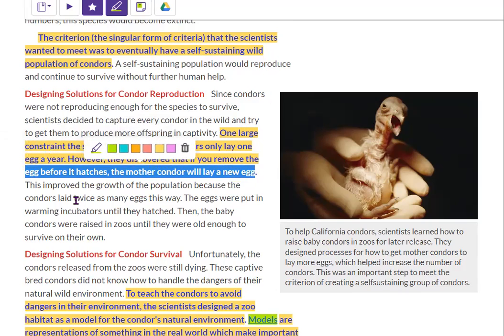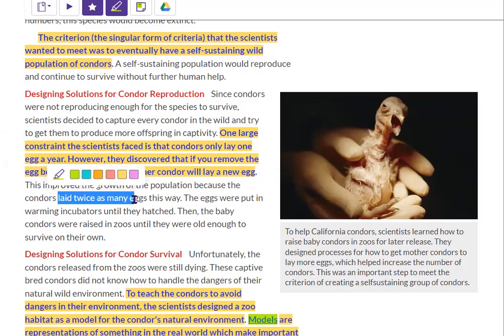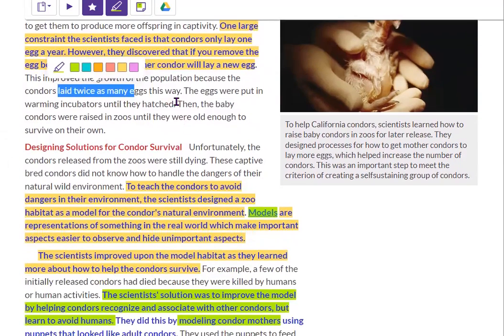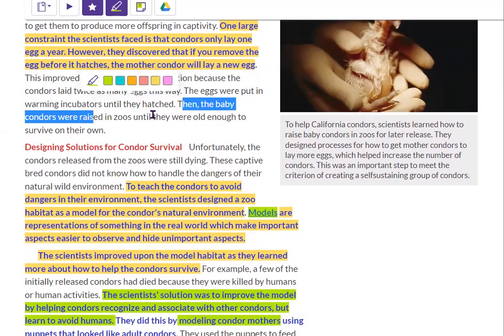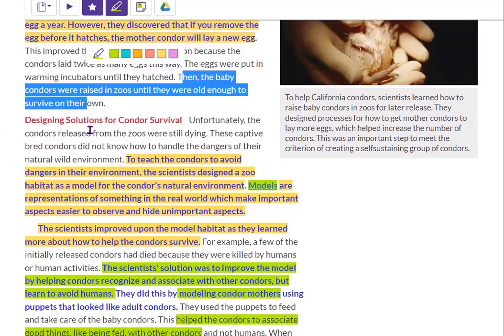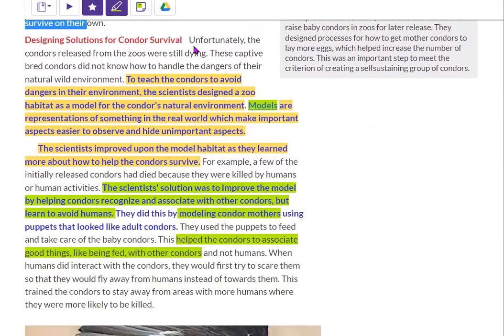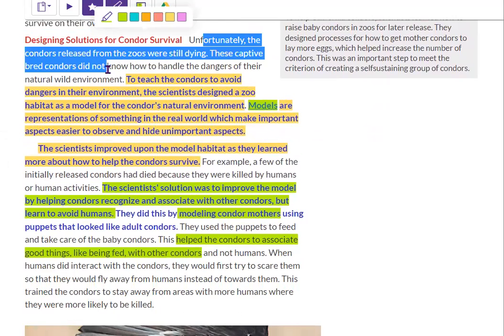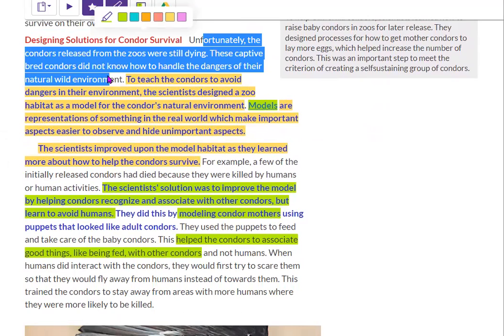So that increases it to 2 eggs per year, right? It laid twice as many eggs this way if you took one egg out of the nest before it hatched. And so the baby condors were raised in zoos until they were old enough to survive on their own. And so after a while, the scientists would release them into the wild, right?